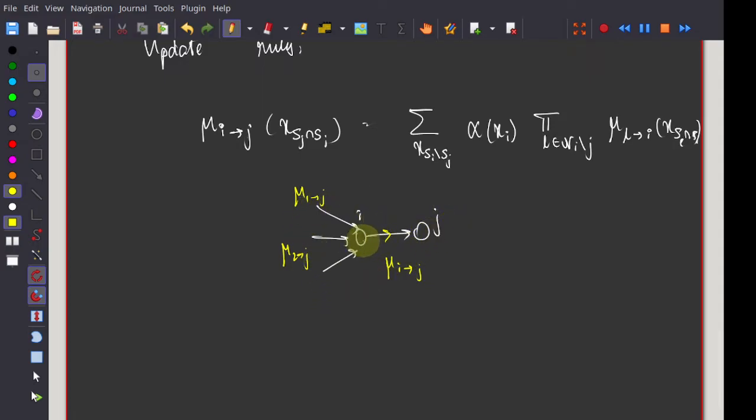So the message being passed from i to j is obtained by taking the product of all possible incoming messages, multiplying it with the local function corresponding to this node, and then marginalizing with respect to everything other than what j requires. That was the general rule.